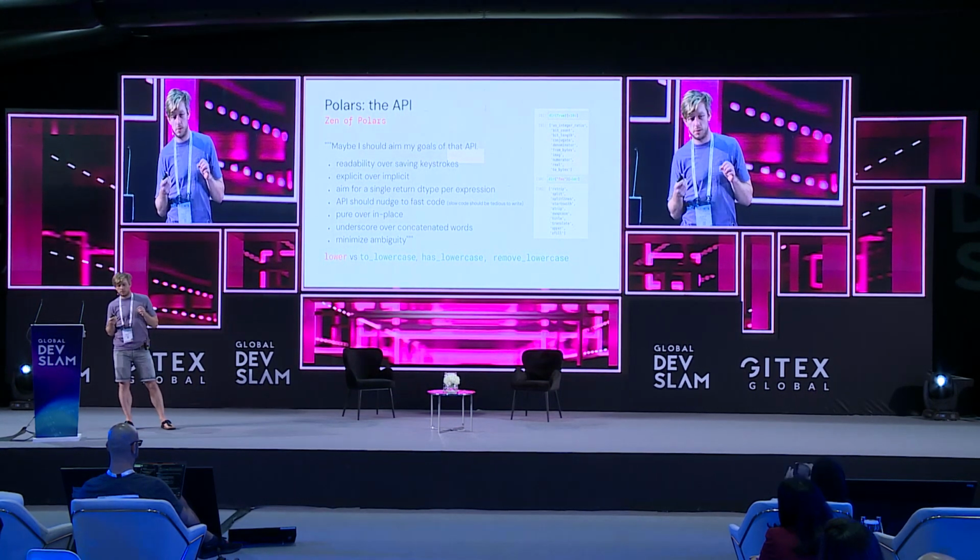Someone forced me on an issue to explain what I found important, so I called that the Zen of Polars, with a wink to the Zen of Python. These are the things we think are important. We want to be very readable. We think readability and explicitness is more important than saving some keystrokes. We aim for a single return type per expression. The API should nudge to fast code. It should be pretty hard to write slow code, so you will not shoot yourself in the foot.